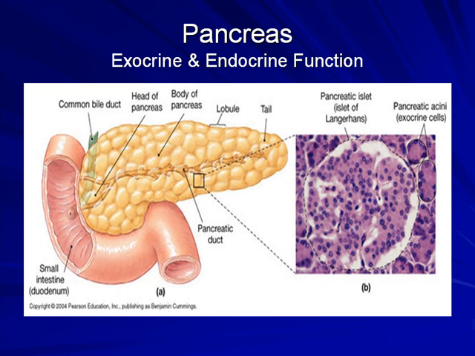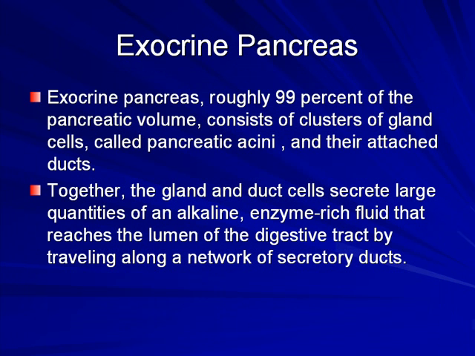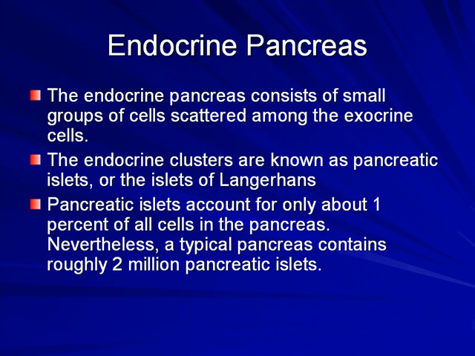And then there is the pancreas. Pancreas has an exocrine and an endocrine function. The exocrine function, 99% of the pancreas, involves clusters of glands in the pancreatic acini. These are responsible for producing enzyme-rich fluids that reach the lumen of the digestive tract and facilitate digestion, the breakdown of carbohydrates, and the breakdown of fats.